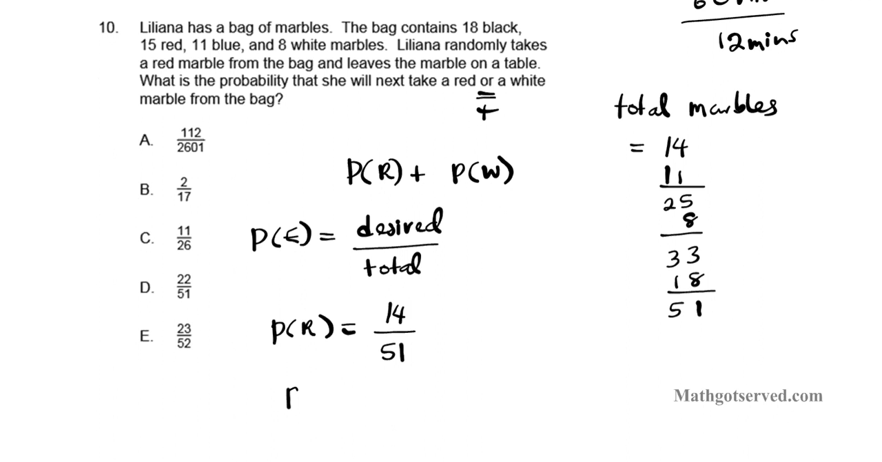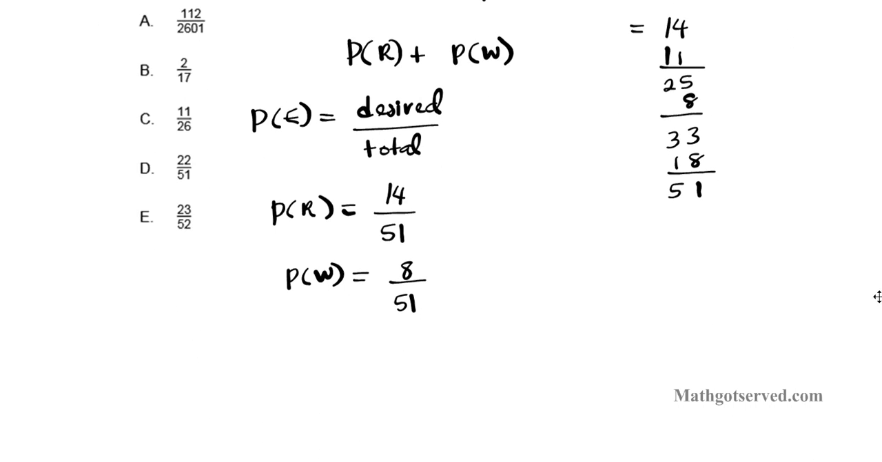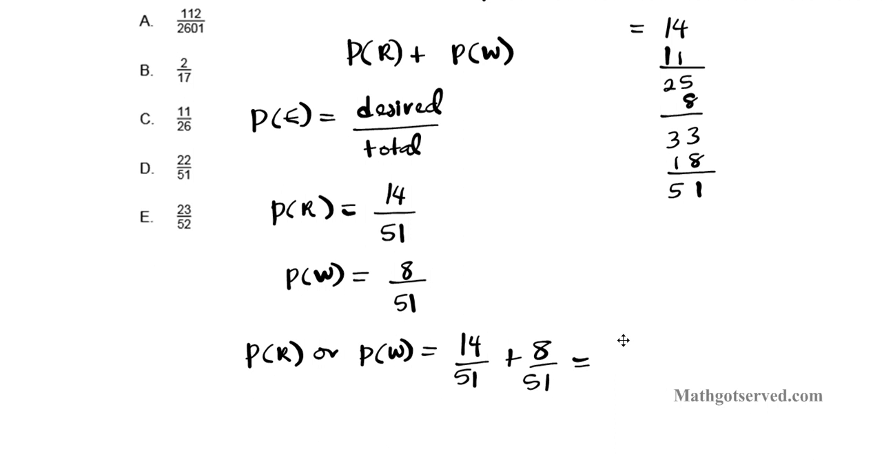Now how about the probability of white? How many whites are there? There are 8 white marbles. And how many total? 51. Okay, so the probability of red or white just means that we sum these individual probabilities. So it's 14 over 51 plus 8 over 51. And then your final answer is going to be 22 over 51. Our answer is option letter D.